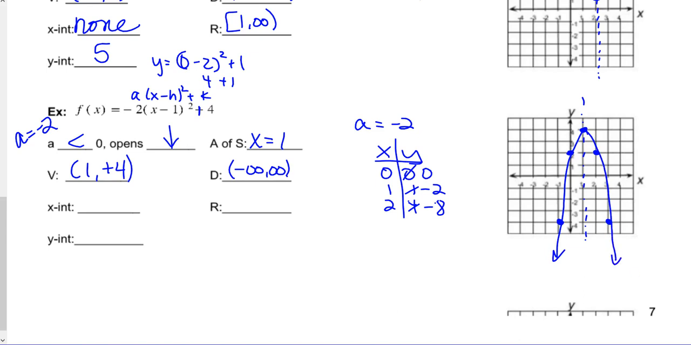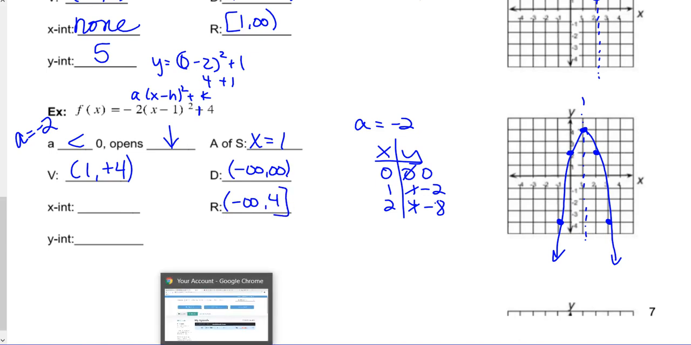It's going to be very helpful for us to look at my range from this. That's going to be from negative infinity, all these values, until I max out at positive 4. So the range is from negative infinity to 4.